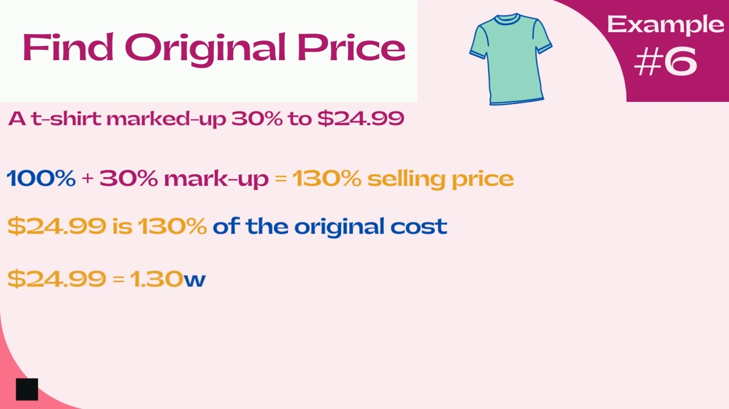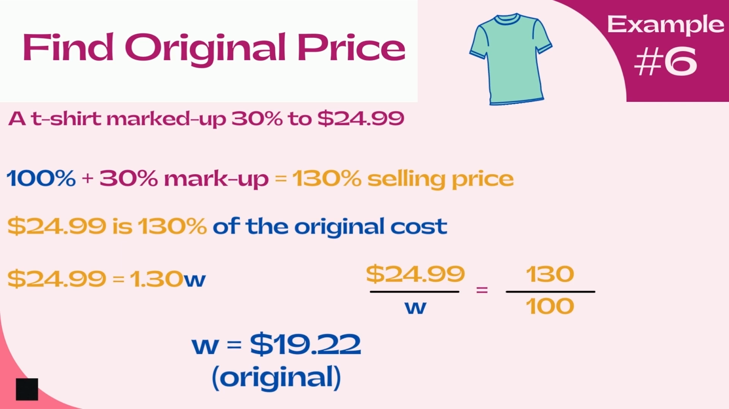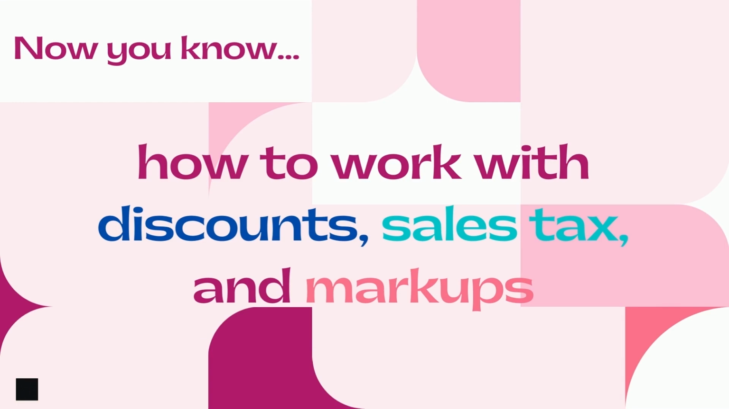Maybe you solve this by equation. $24.99 equals 1.30 times what? Or by proportion, $24.99 over what is 130%. No matter which way you choose to solve this, you should get $19.22 for the original price. Always think about what the question's asking you and make sure your answer makes sense. If a t-shirt was marked up 30% to $24.99, does it make sense that the store bought it for $19.22?